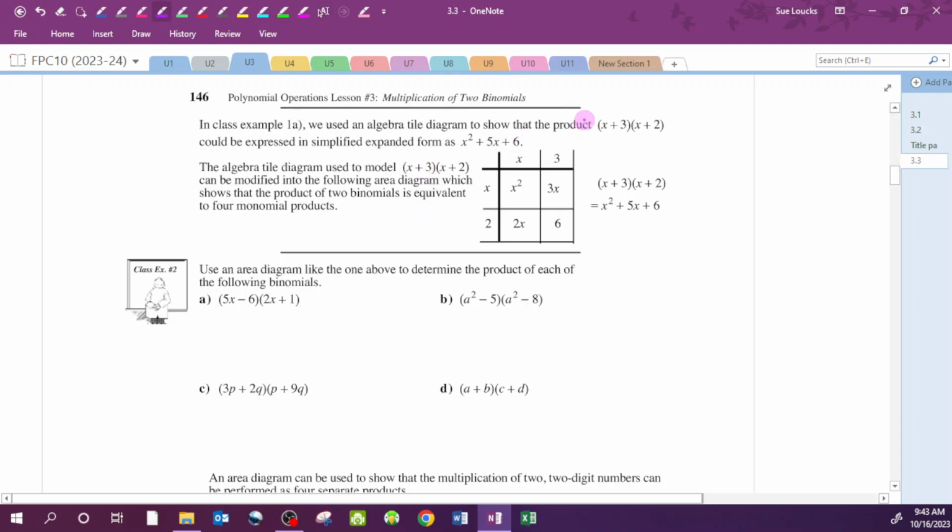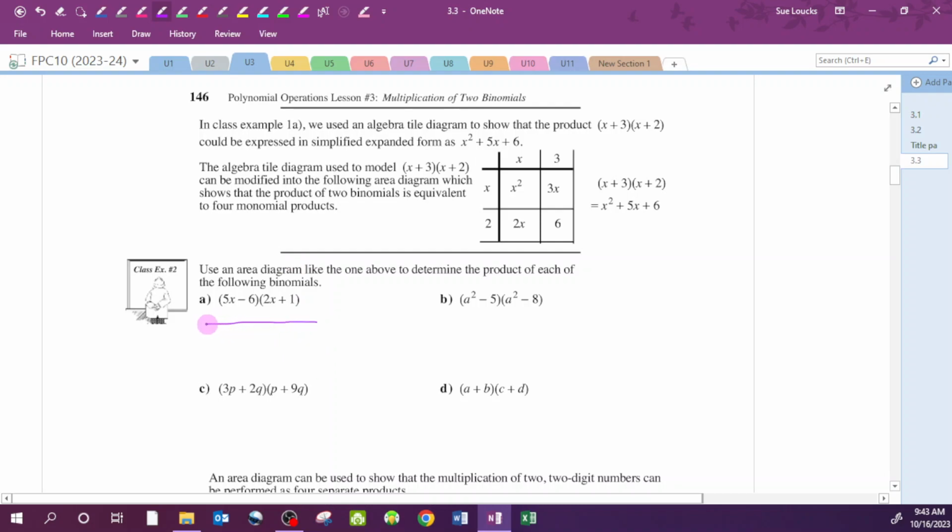So this one can be an area diagram because this is plus 3 and this is plus 2. If we do this, we can't actually call it an area diagram because you have a negative area and that's not a real thing. But we'll call it a rectangle diagram or rectangle model.